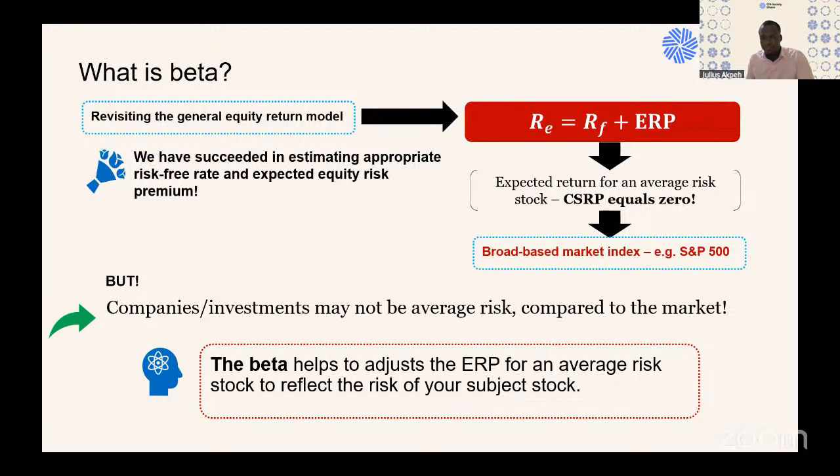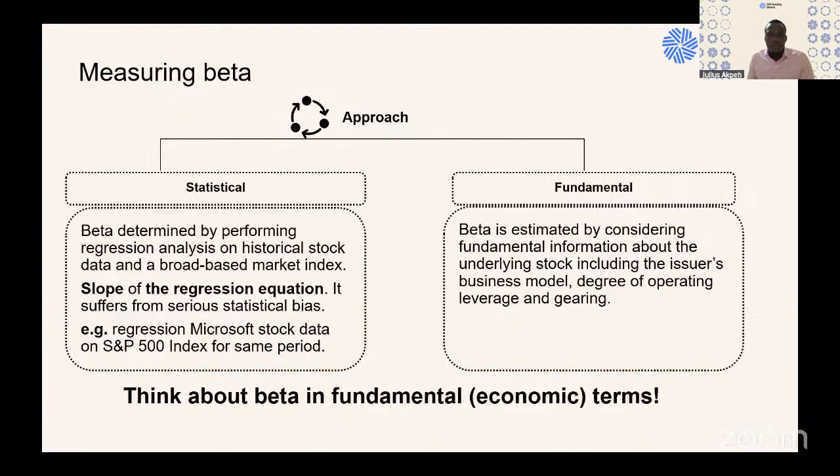We're going to go through that. Now, there are two ways of handling the estimation of the beta. The beta helps us to do that. There are two ways of estimating the beta. We have the statistical method and we have the fundamental method.